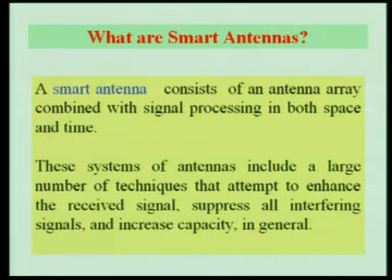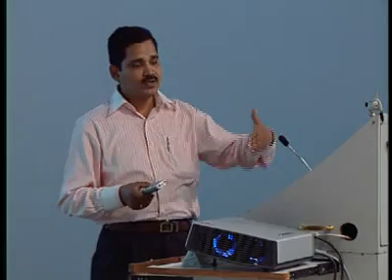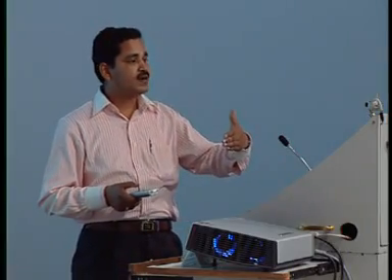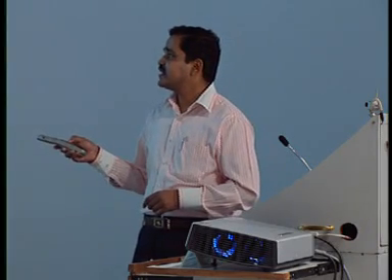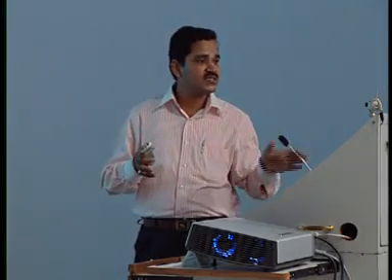elements or an array of antennas combined with signal processing in both space and time. Now an antenna is a metallic object, it's a passive object, right? Now how does it become smart? The background signal processing technique that you are placing actually makes the antenna smart, right? These systems of antennas include a large number of techniques that attempt to enhance the received signal. That means by changing the background signal processing technique, you can enhance the received signal capability of your antenna.